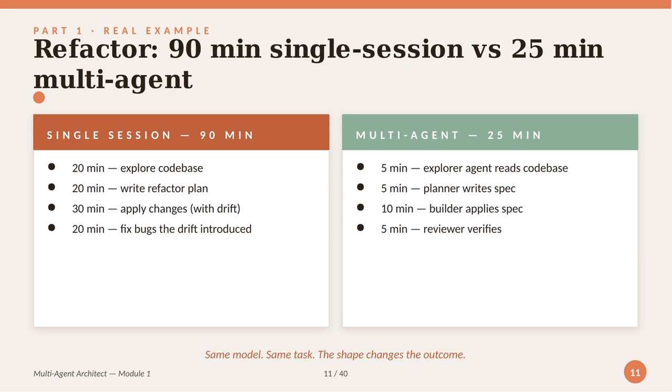Multi-agent, 25 minutes. 5-minute Explorer agent reads the codebase in its own session and returns a structured summary. 5-minute Planner agent takes the summary and writes a clean spec. 10-minute Builder agent applies the spec to the actual code. 5-minute Reviewer agent verifies and approves. Total, 25 minutes, end to end. Same model, same task. The shape changes the outcome dramatically. The single session burns time on drift recovery. The multi-agent system never accumulates the drift in the first place because each agent has a clean, focused context. The numbers aren't cherry-picked.